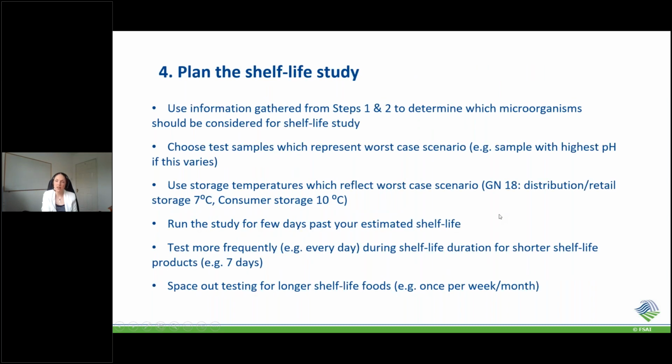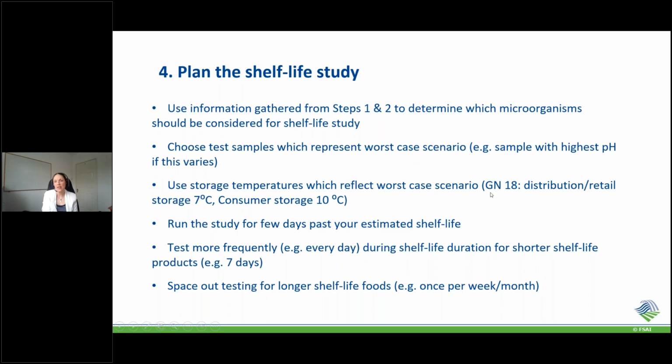If you do decide that you need to carry out shelf life testing, use all the information you've gathered to determine which microorganisms you should test for, and choose a sample that represents the worst case scenario. So if you're manufacturing a salami, for example, and you've noticed that the pH you get on every batch of salami varies quite considerably, choose the worst case pH, so the highest pH, to give you the worst case scenario. Also use storage temperatures which reflect the worst case scenario.